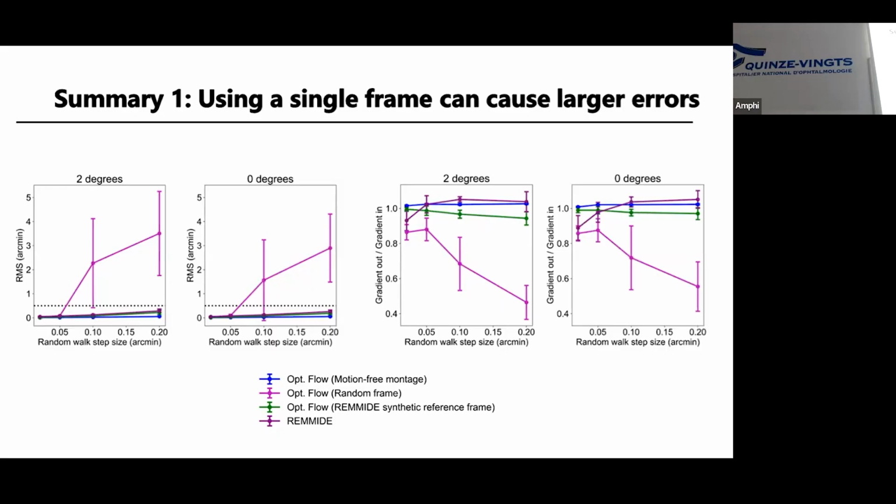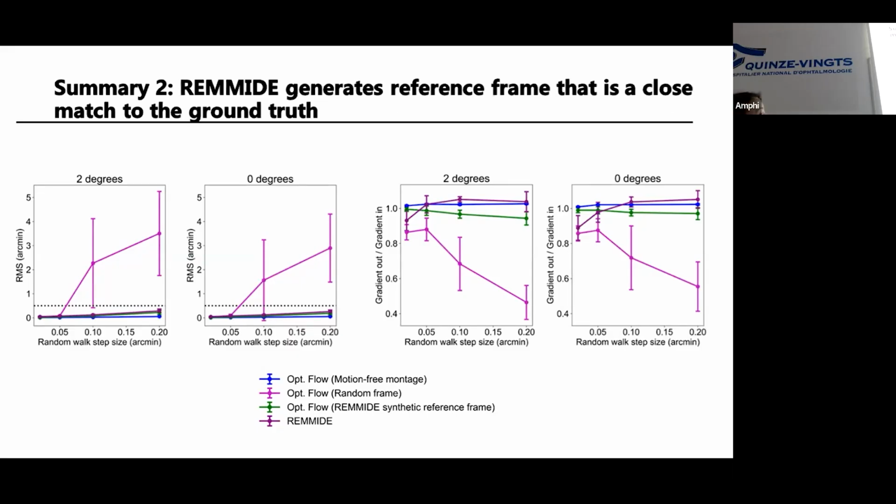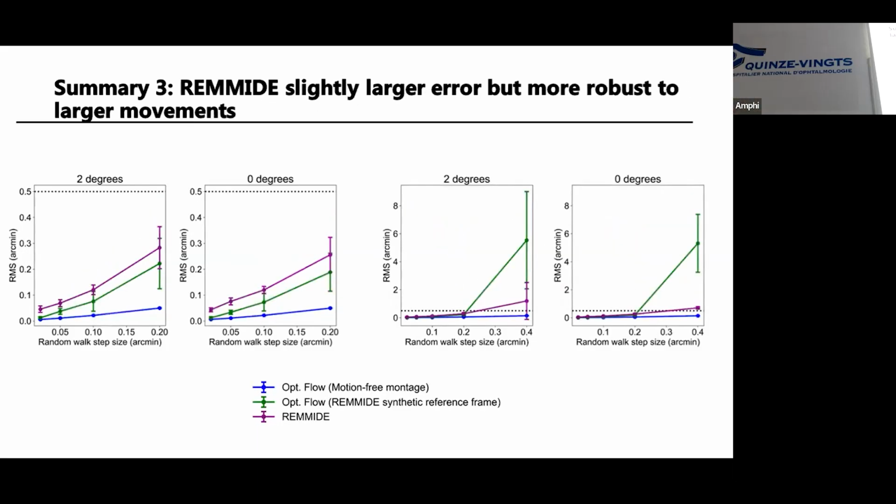So just to summarize, if you use a single frame, it has the potential to cause large errors, particularly when you've got large movements that sort of walk out of that field of view. Remedy is also really good for generating a reference frame that's very close to the ground truth. So you can see that it gets very close to this motion-free condition, which is the best that we could do. And again, remedy has a slightly larger error, but is actually more robust to these larger eye movements. So considering that they're both very accurate, maybe that's a good trade-off to make.